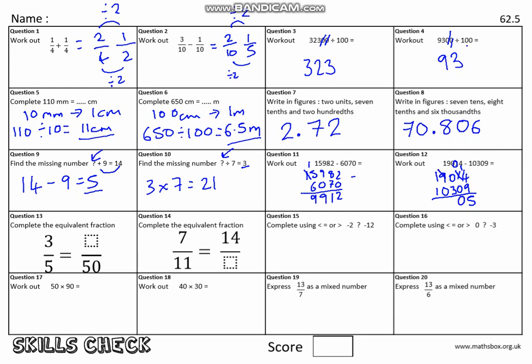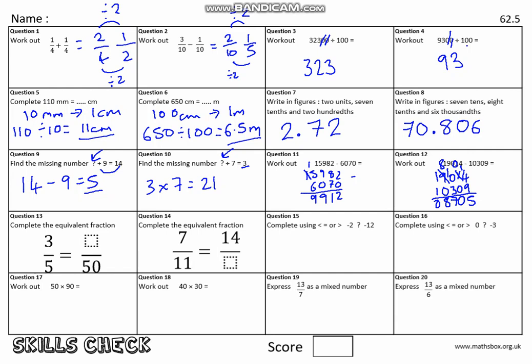3 from 0, oh, I can't do that, so I'm going to have to make that an 8, and that becomes a 10. 3 from 10 is 7. 0 from 8 is 8, and 1 from 1 is 0, okay? So my final answer there is 8,705.